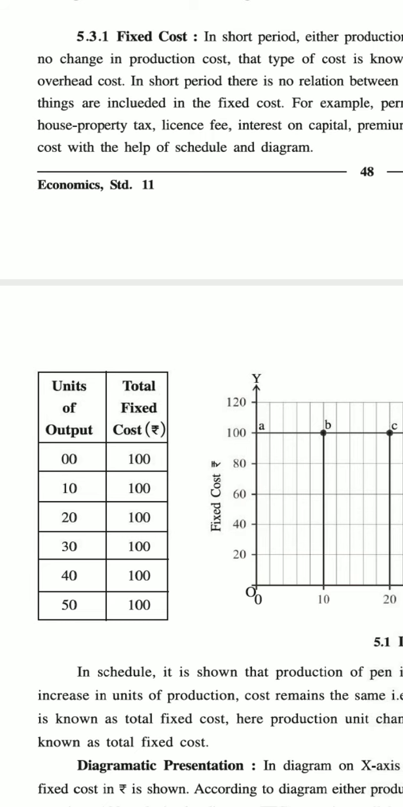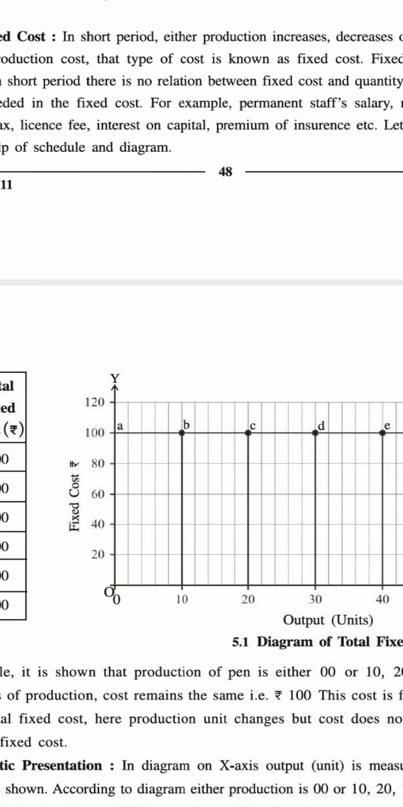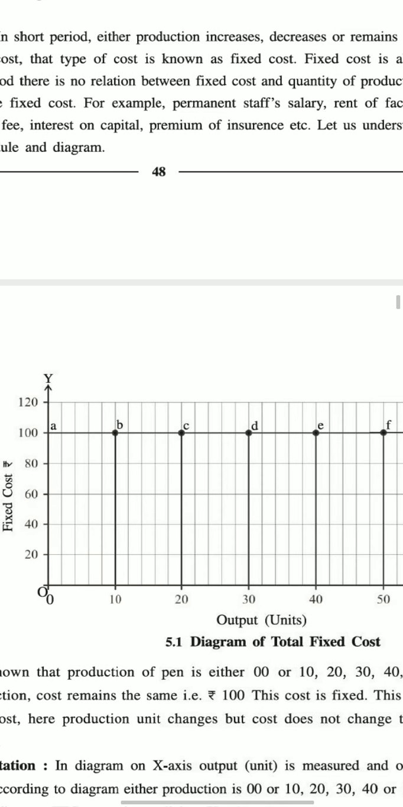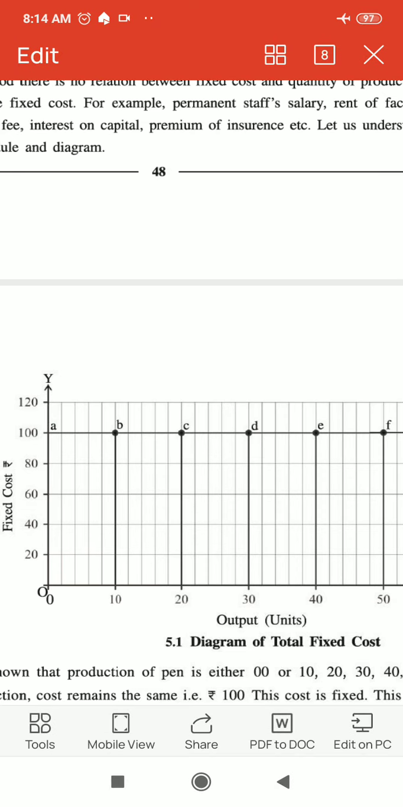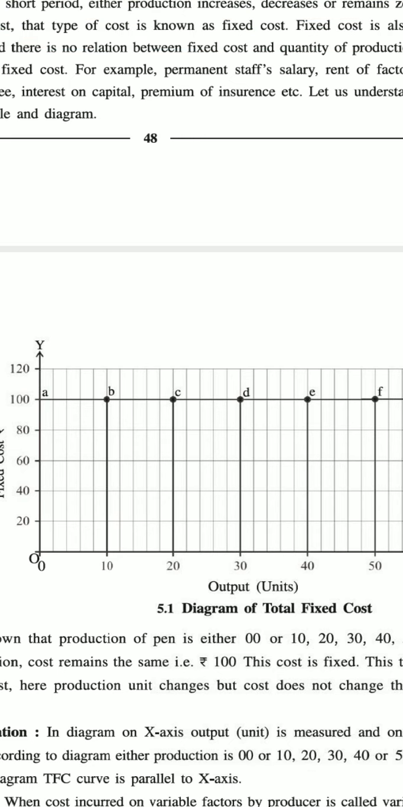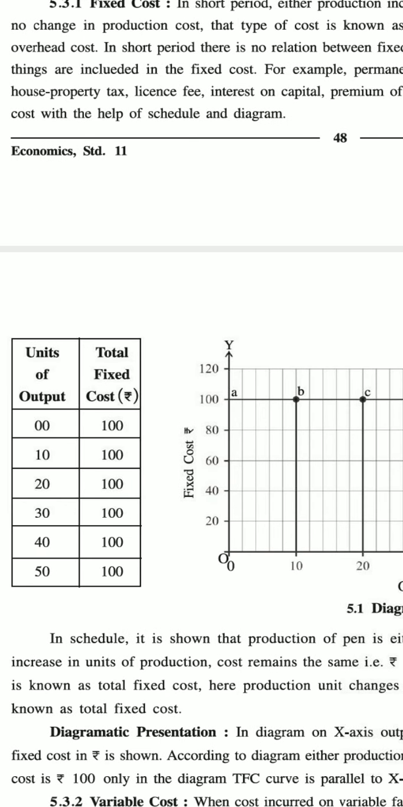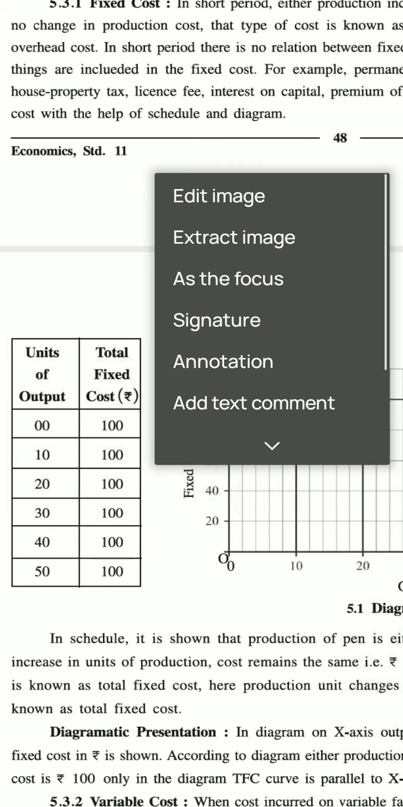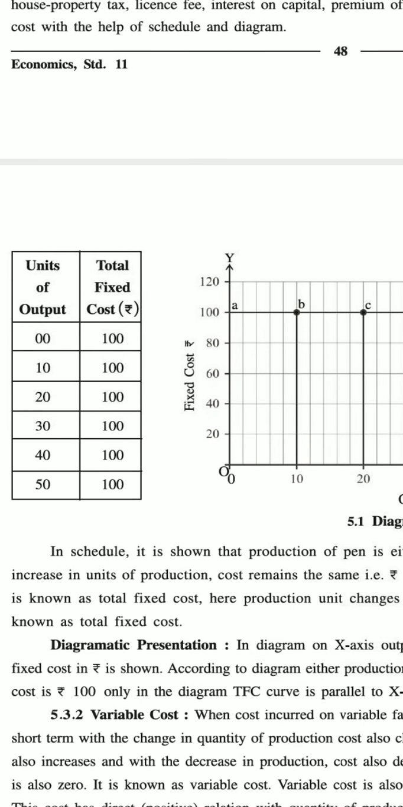So the y-axis shows from 0 to 120, on which we have to mark 100. Now the output you can see is that the total fixed cost is shown by a straight line which is parallel to the x-axis, because the fixed cost does not respond to changes in volume or activity, that is, irrespective of the units produced. The fixed cost curve is a straight line parallel to our x-axis. So we can say that this cost is fixed.